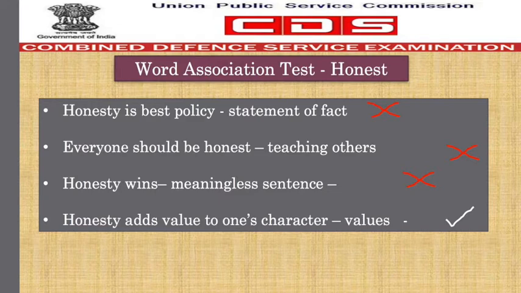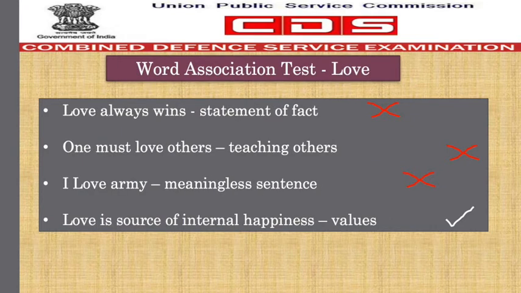Second sentence, everyone should be honest. This is nothing. You're trying to teach the values to others. Hence not recommended. Third sentence, which is a meaningless sentence, is honesty wins. Nothing. Not recommended. And finally, if somebody says that honesty adds value to one's character, this is a little action oriented word. It talks about intelligence, it talks about values in that person, and hence such type of sentence should be used, hence recommended.